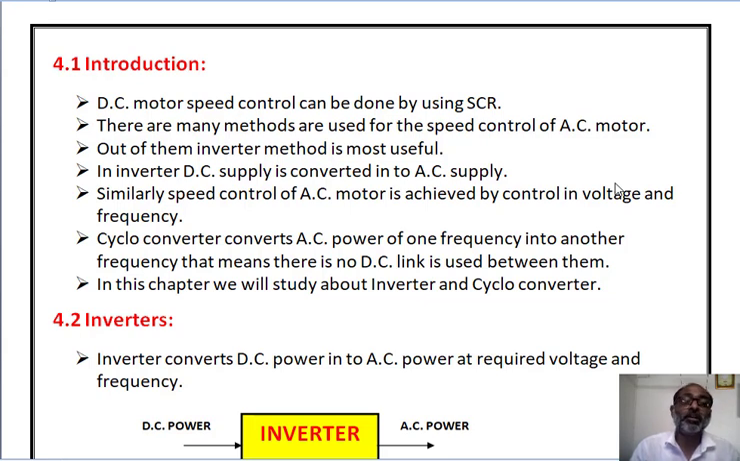In the inverter, the DC supply is converted into AC supply. Similarly, the speed control of an AC motor is achieved by controlling the voltage and the frequency. In this chapter we will also study the cycloconverter, which converts AC power of one frequency to AC power at another frequency. In the cycloconverter no DC link is used, and that is the main advantage. So in this chapter we will study the inverter and the cycloconverter.